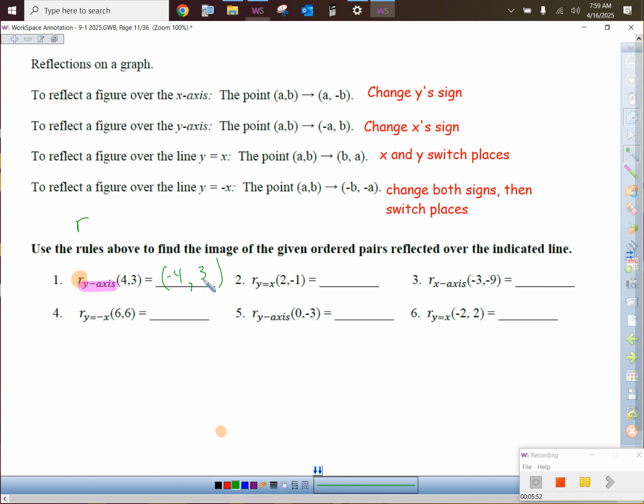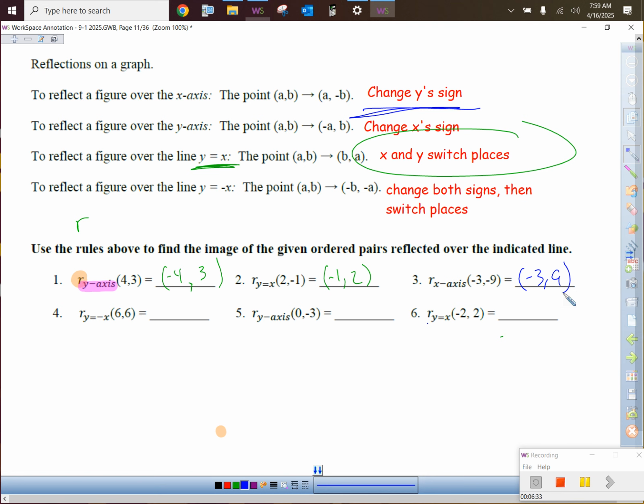So here, they ask us to reflect the point 2, -1 over the line y = x. Again, please get these memorized by the time you're done with your homework, so that when you come in next time we have these rules memorized. But to reflect over the line y = x, don't you just switch places in this case? So wouldn't that go with -1, +2? And then I'm going to do one more with you, and then kind of turn you loose on the last 3. To reflect over the x-axis, the rule says we just have to change y's sign. Right? So that would be -3, +9.